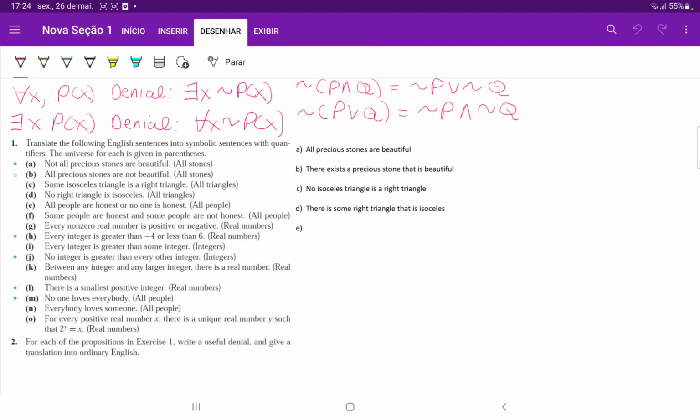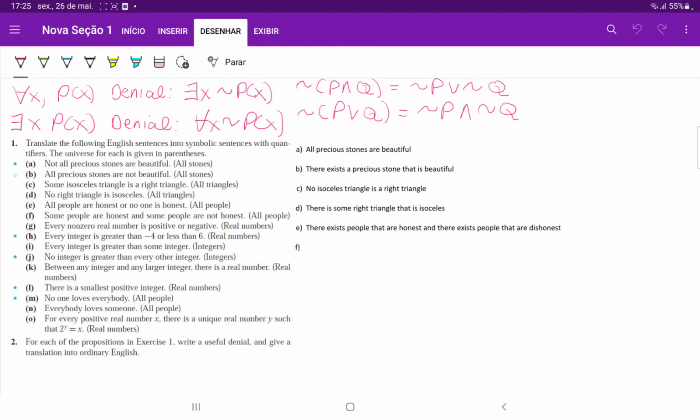Okay, for E, we're having universal, because we're saying all people are honest or all people are dishonest, right? So to deny that, we just need to use the existential. There exists, for this one, we're saying there exists people that are honest. And because we have the or, now the denial has the and: there exists people that are dishonest. So because our original statement had an or, we are going to use an and.